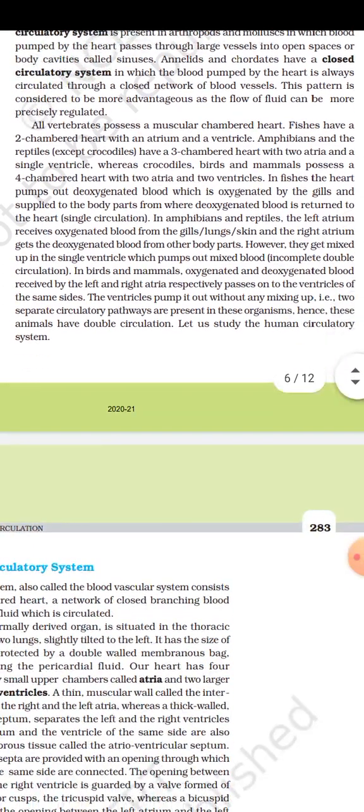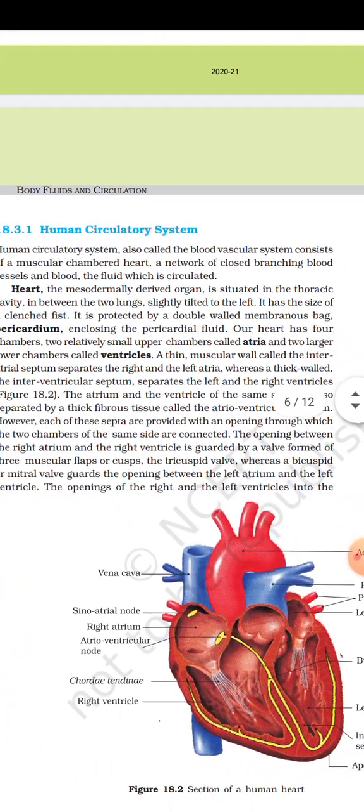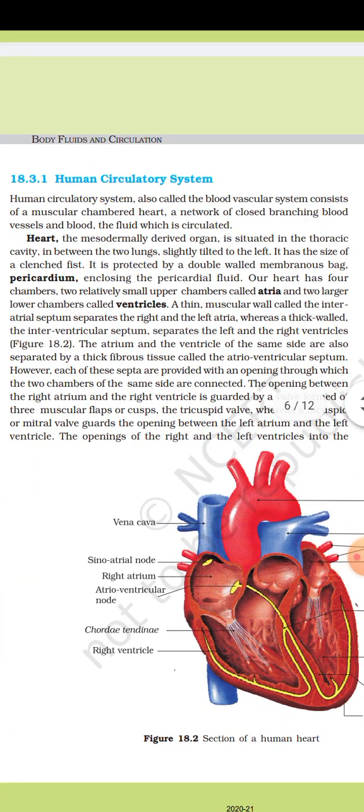Let us study the human circulatory system. The human circulatory system, also called the blood vascular system, consists of a muscular chambered heart, a network of closed branching blood vessels, and blood, the fluid which is circulated. The heart, a mesodermal derived organ, is situated in the thoracic cavity between the two lungs, slightly tilted to the left. It has the size of a clenched fist.